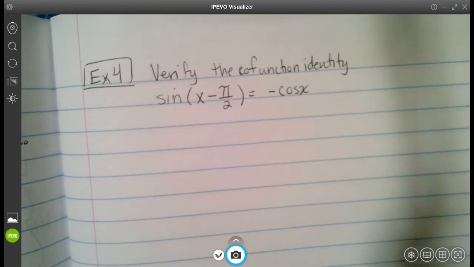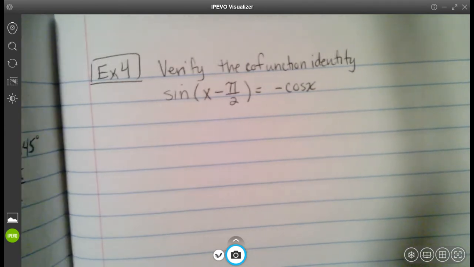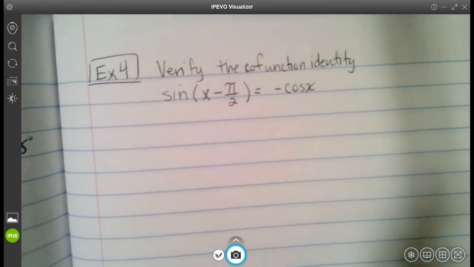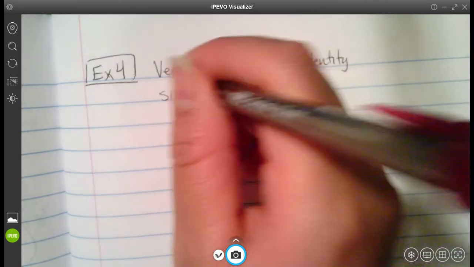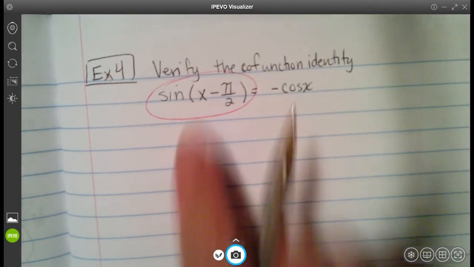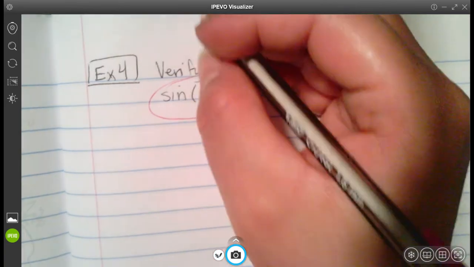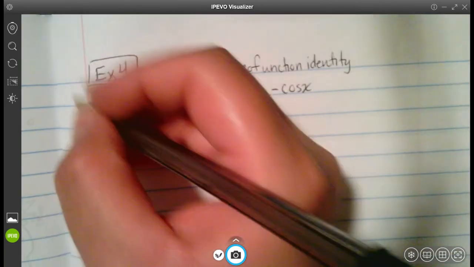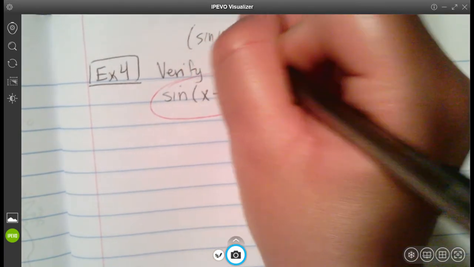So what we're going to do is work with, like we did in that previous chapter, that was so fun to work with, this side, the left side. Okay, so I can see that there is a u minus v format going on here. So I'm going to use my u minus v format, which as a reminder, let's just write it up here.